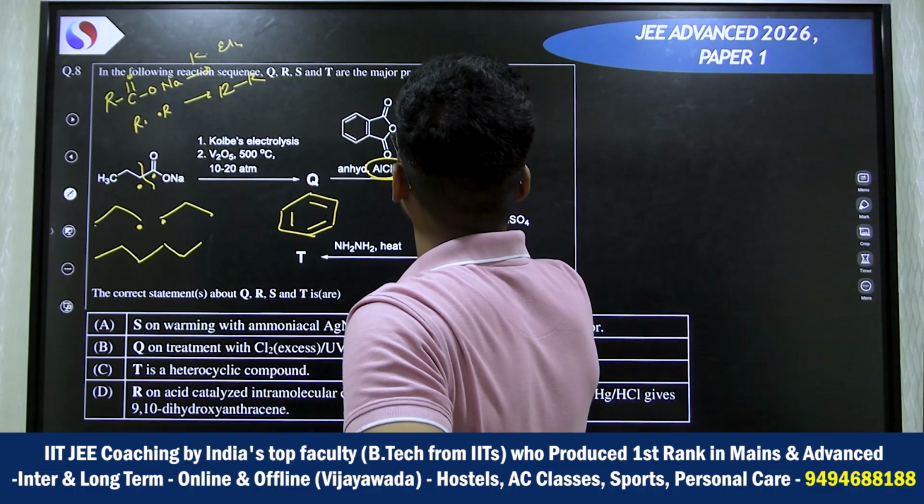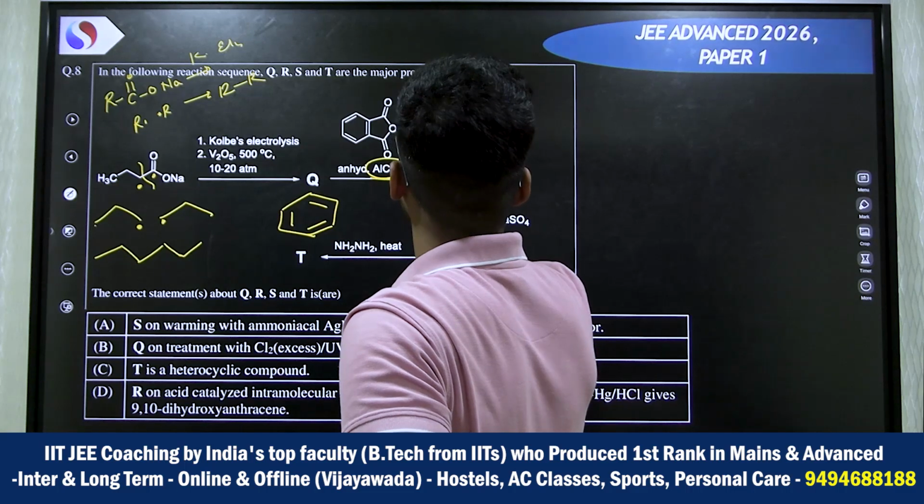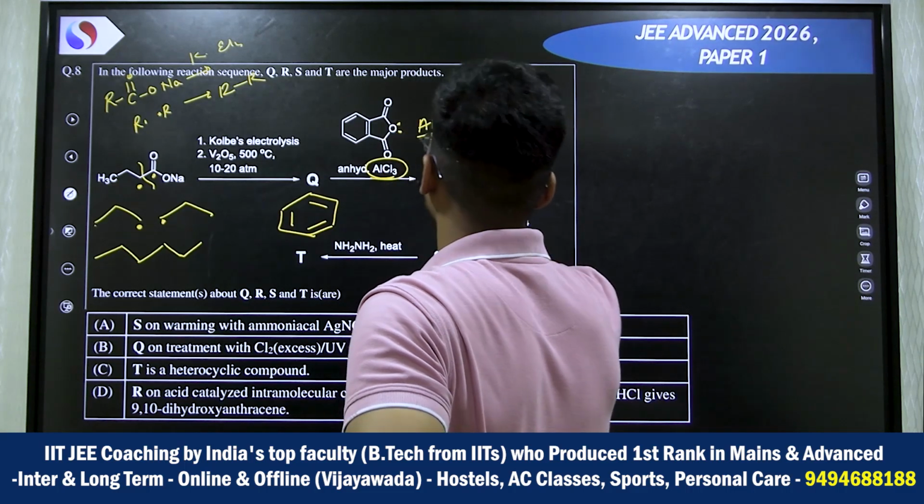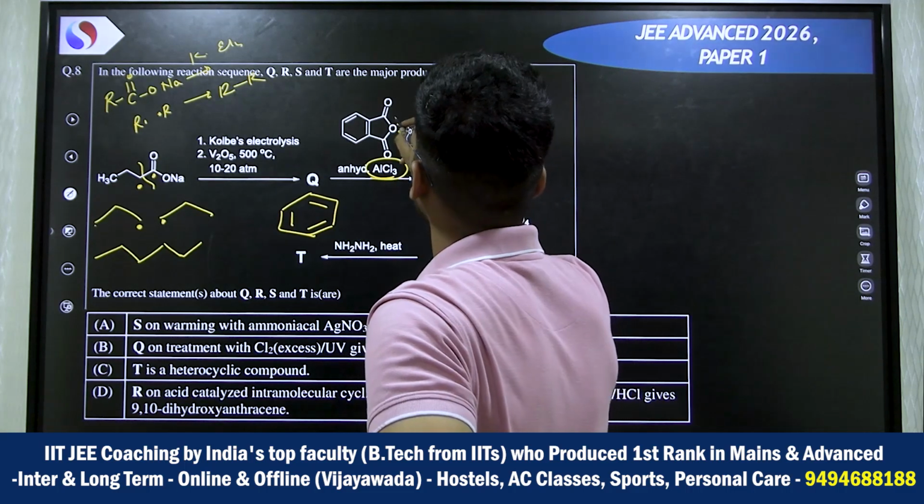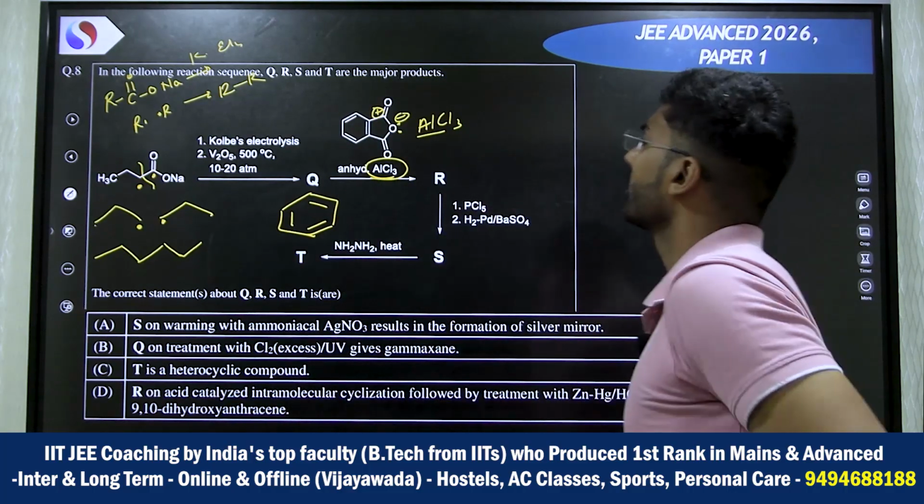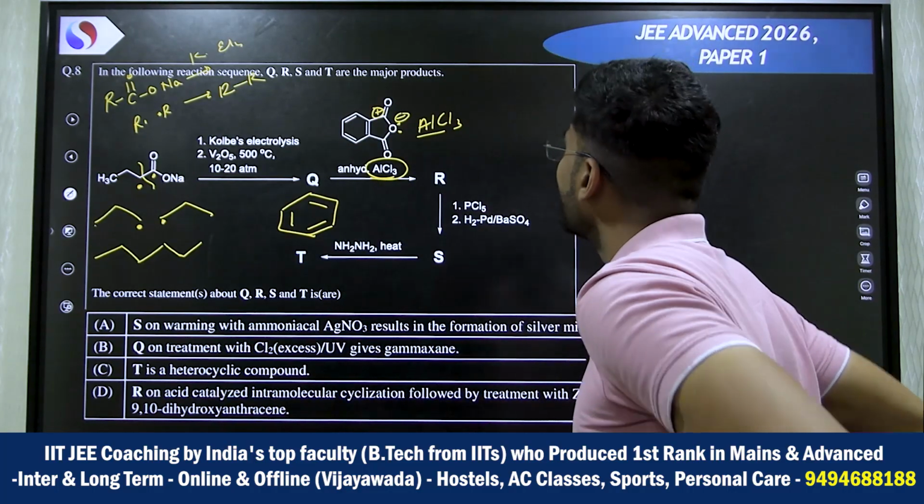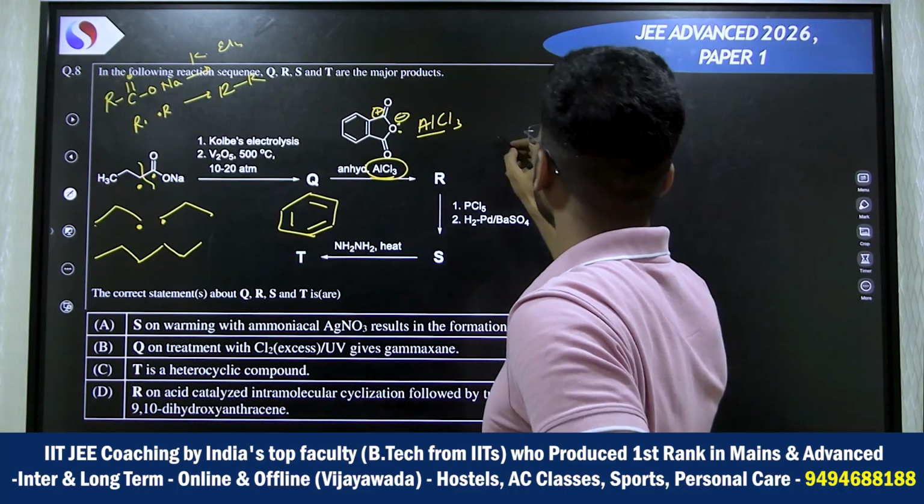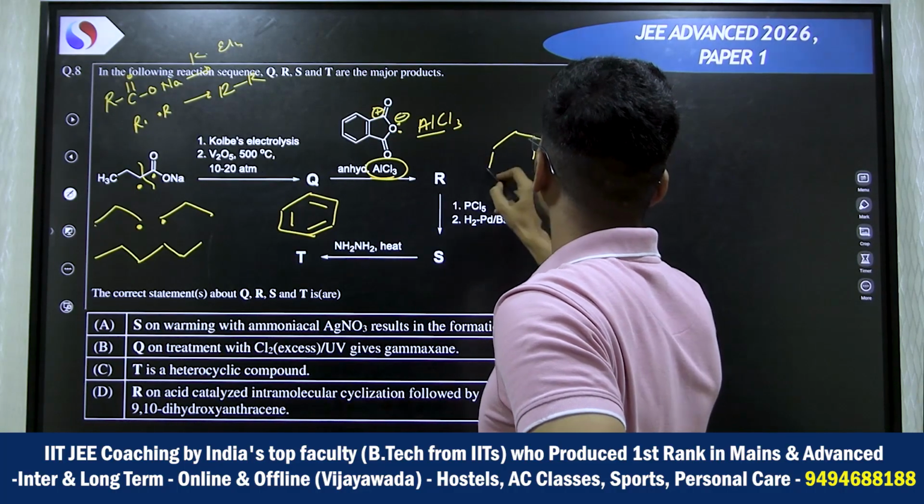So if this is a lone pair of electrons, this is aluminium here. In the Friedel-Crafts reaction, if you remember, there will be a partial negative charge here and a partial positive charge here. So it will do the electrophilic substitution on the benzene. So the product formed will be, there is a benzene here.